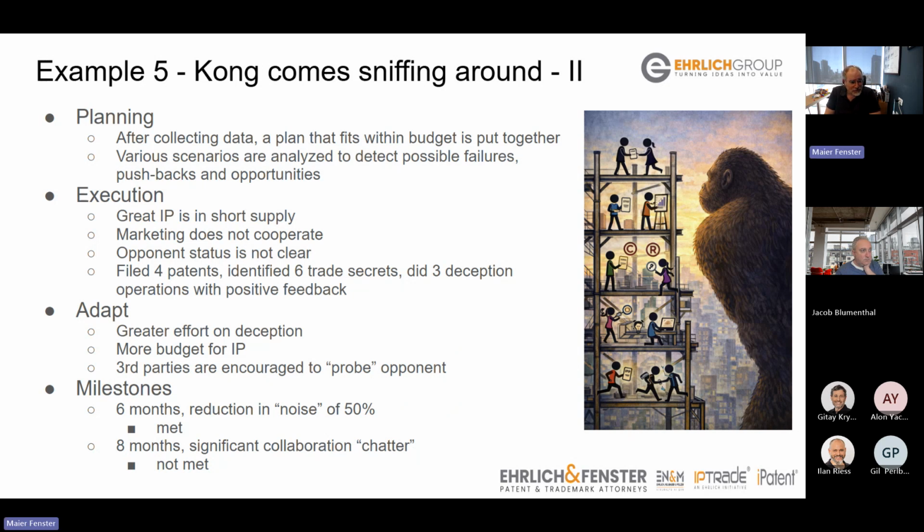2 milestones were set, one after 6 months, where you wanted to see a reduction of 50% in this noise about maybe somebody else wants to move in, and this was met. And the second milestone was after 8 months to hear signals that people want to collaborate, and this was not met. We wish the company the best of luck.